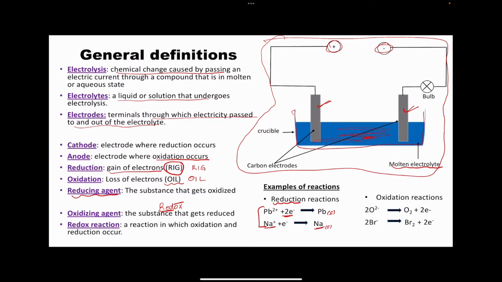Examples of oxidation reactions. I said oxidation is loss of electrons. So if we have O2- loses 2 electrons, because these are 2, each loses 1 electron, so a total of 2 electrons are lost, they become oxygen. Or 2 bromides lose 2 electrons to become bromine. These are examples of our oxidation equations. So let's move on.